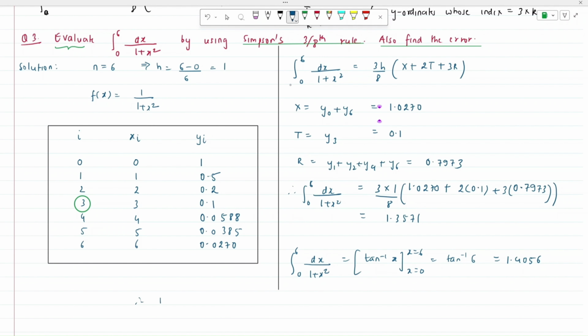So this is the true value, and the approximate value which we have got using Simpson's 3/8 rule is 1.3571. So therefore the error is the difference between the true value, which is 1.4056, and the approximate value, which is 1.3571. So that comes as 0.0485.